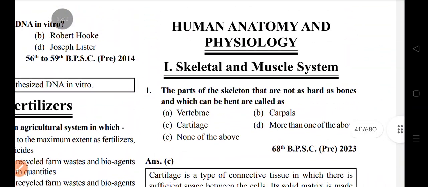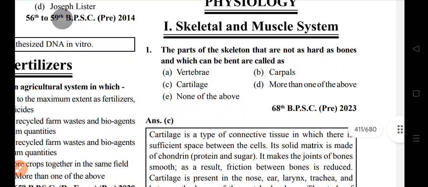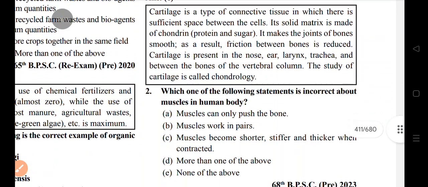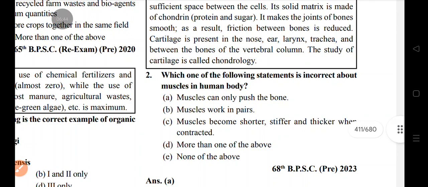Human anatomy and physiology. Skeleton and muscle system. The parts of a skeleton that are not as hard as bone and which can be bent are called cartilage. Muscles of the human body.